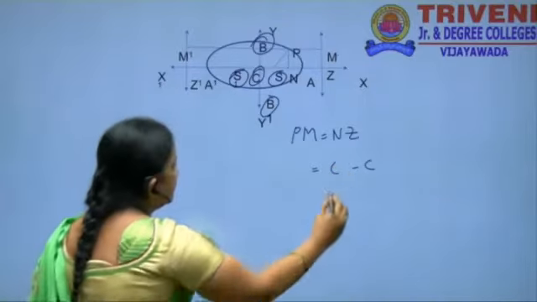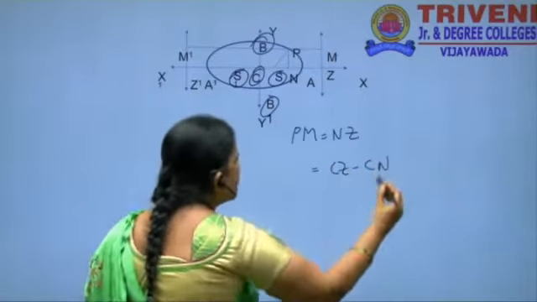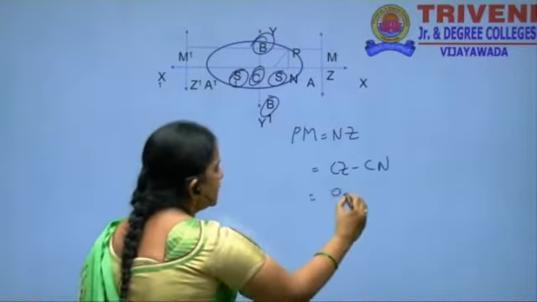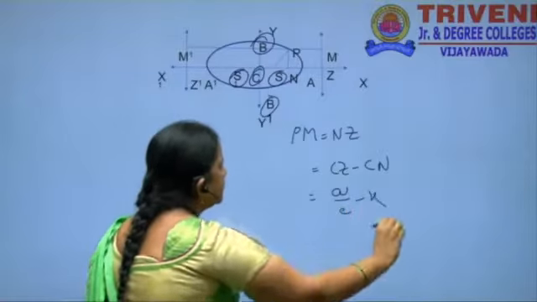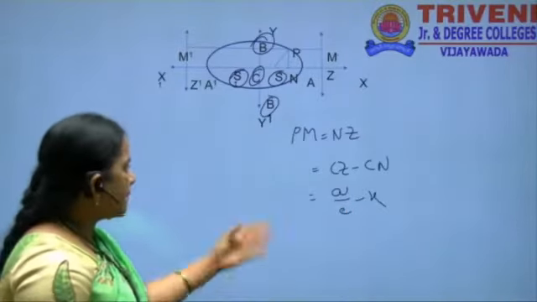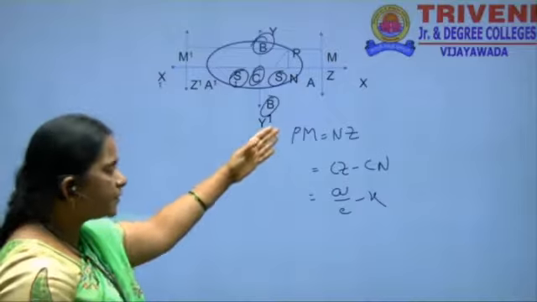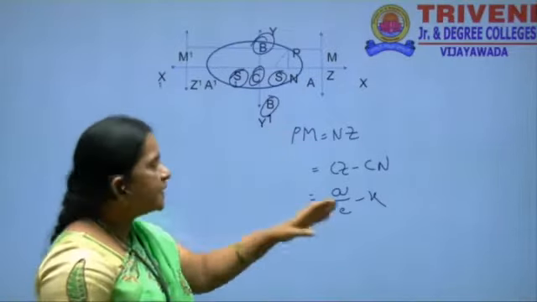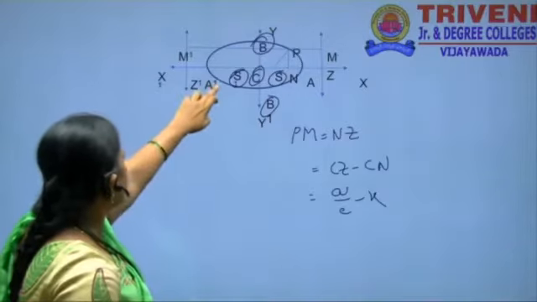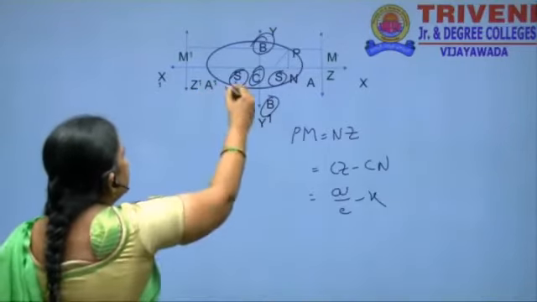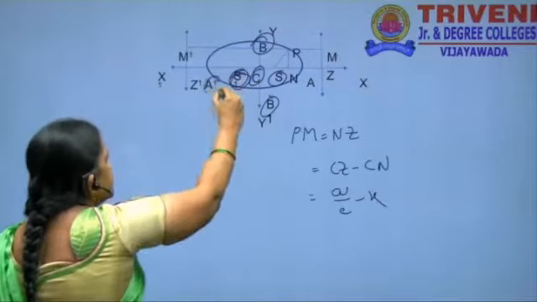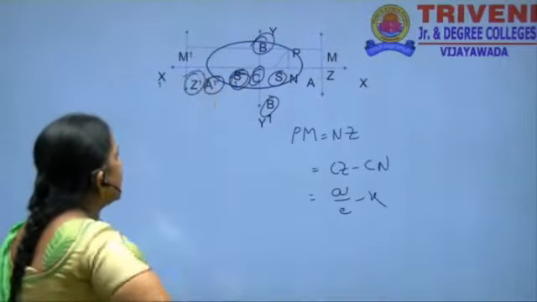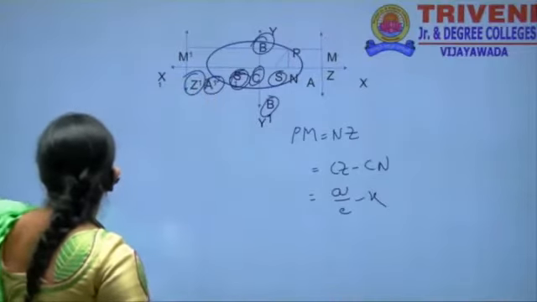CZ minus CN. Already you know the theorem. CZ is equal to A by E minus X. Then the perpendicular distance from P to M to the directrix is A by E minus X. And here also the other focus is there, that is S dash. A dash is the other vertex and Z dash is the directrix.